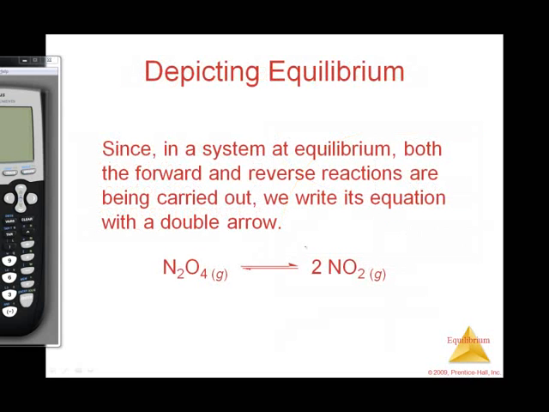Since in a system at equilibrium, both the forward and reverse reactions are being carried out, we write the equation with a double arrow. Okay, and you can write it like this, or like this, which is the way I usually write it, or you can write it like this, right?